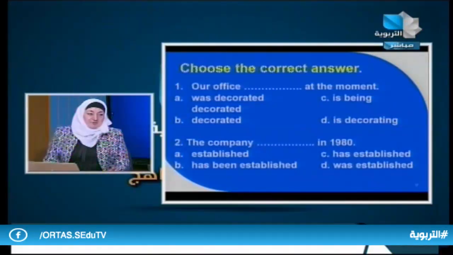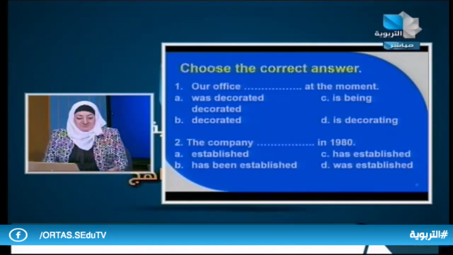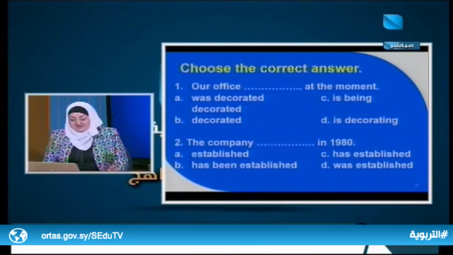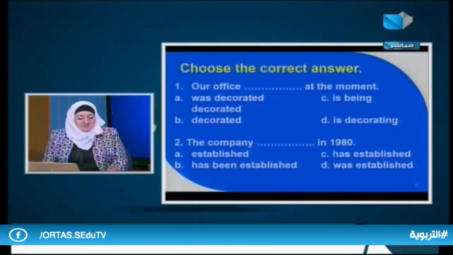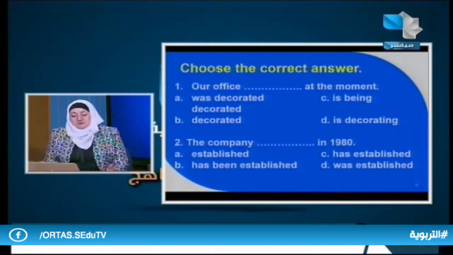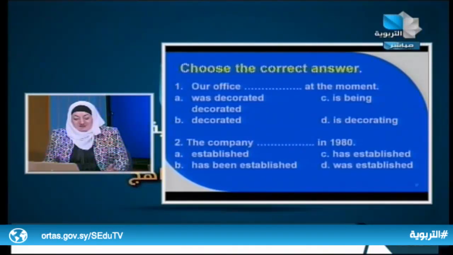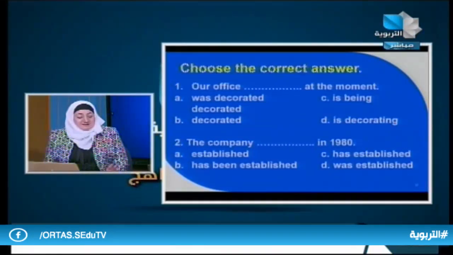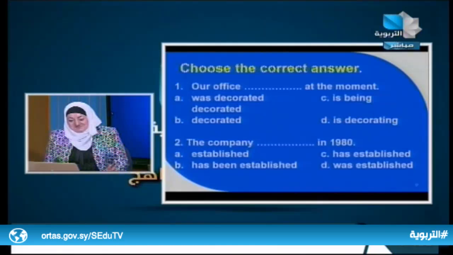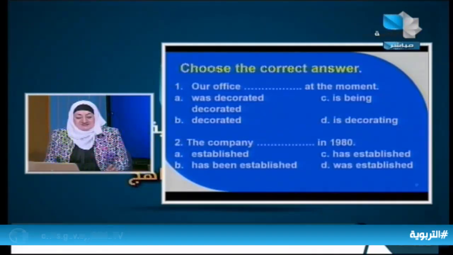We started with our office. Our office is an object here, so we must use the passive form. Was decorated, it is past, passive but past. And here we have a keyword or an indicator of the tense, at the moment, which means now. Decorate, it is active form. An active form, we don't, of course, use it here. Is being decorated is the correct choice, surely. Is decorating is present continuous, but in the active, and it can't be used here.